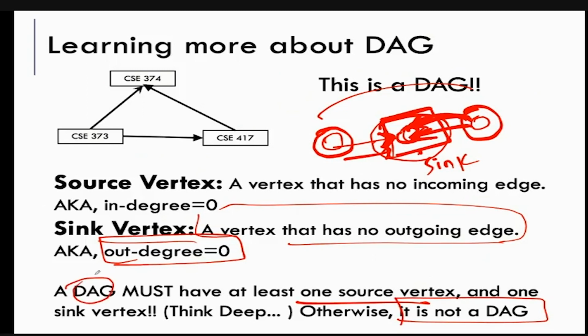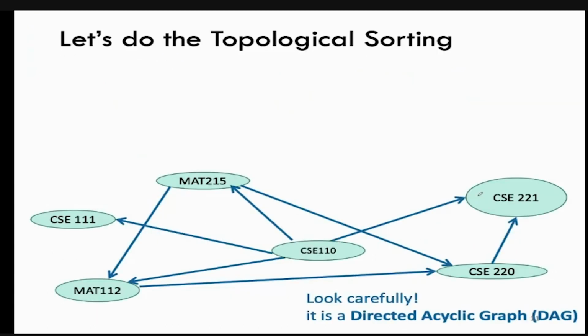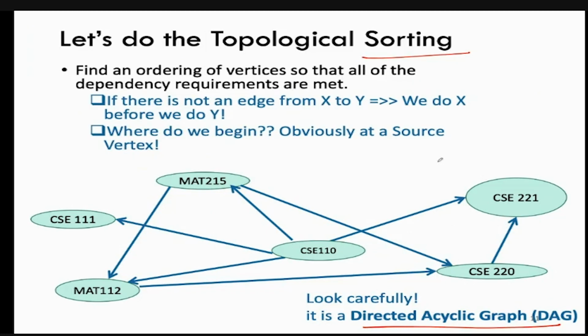So a directed acyclic graph must have at least one source vertex. So let's do topological sort, the basic way. At first, look that this graph is basically a directed acyclic graph. So now we want to do topological sorting. What we'll do first: we have to find an ordering of vertices so that all the dependency requirements are met. So if there's an edge from x to y, then we do x before we do y.